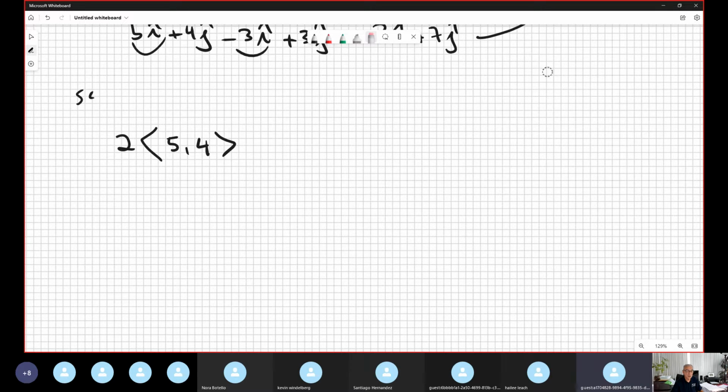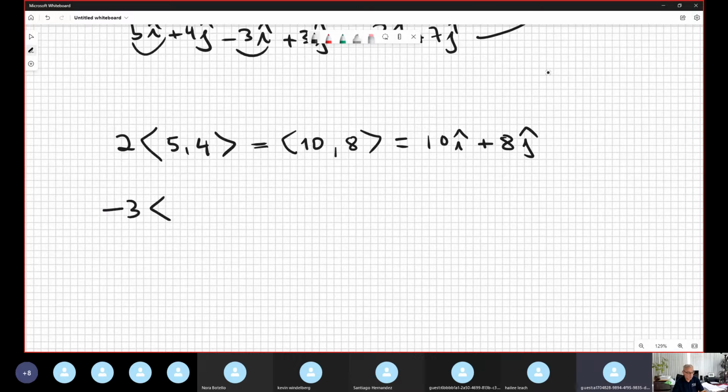Okay. So multiplication by a scalar is easy. Multiplication by a scalar is 10, 8. And in standard unit vector notation is 10i plus 8j. Good? Suppose another one, minus 3 multiplication of the same vector. Oh, and I can change the direction and triplicate the vector. So it is negative 15, comma negative 12. In the standard unit vector notation it is negative 15i minus 12j.